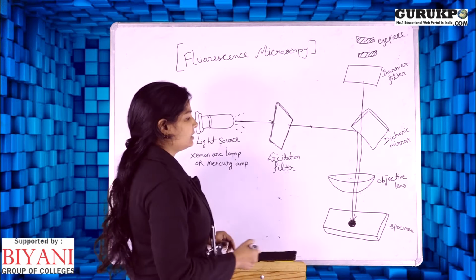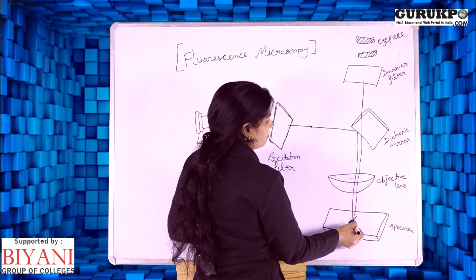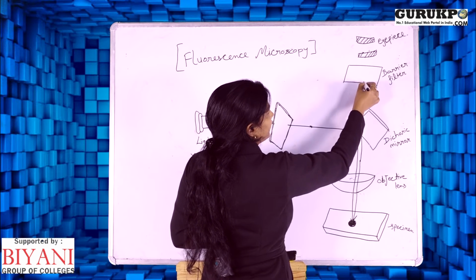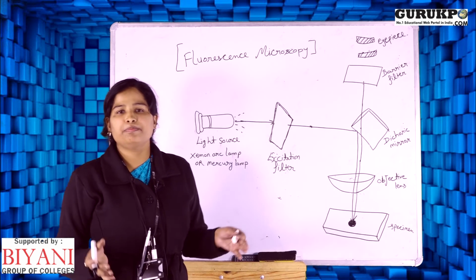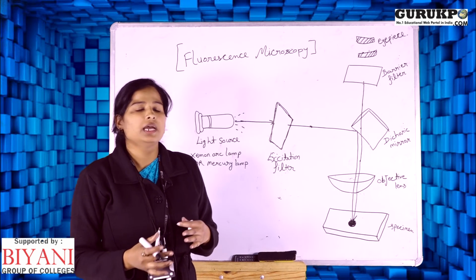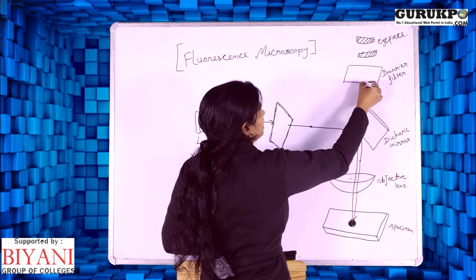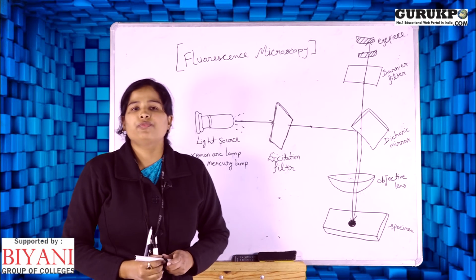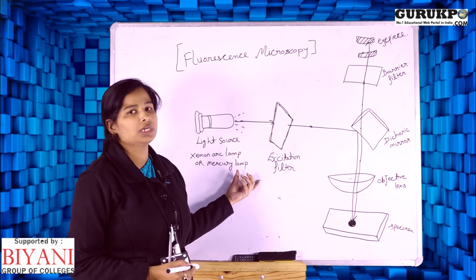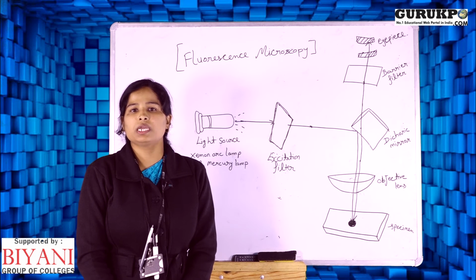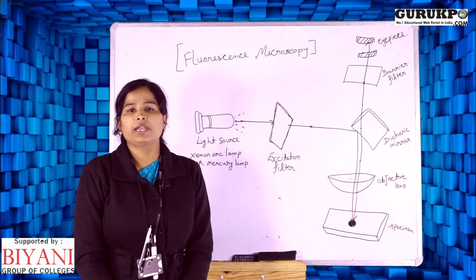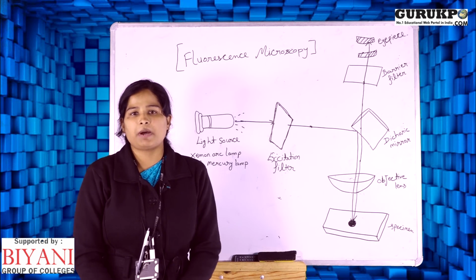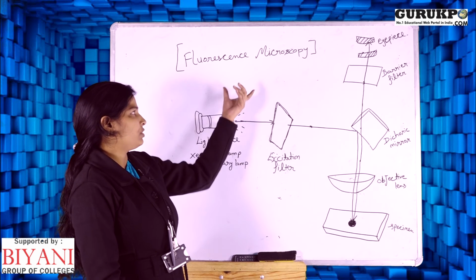Where the light moves, the emitted light from the specimen moves through the objective lens and dichroic mirror to the barrier filter. The barrier filter allows the magnification of emitted light of the desired wavelength, and the emitted light can be seen by the eyepiece. So with this microscopy, we can see some components which cannot be stained by stainable dyes used in our general biology system. This is fluorescence microscopy.